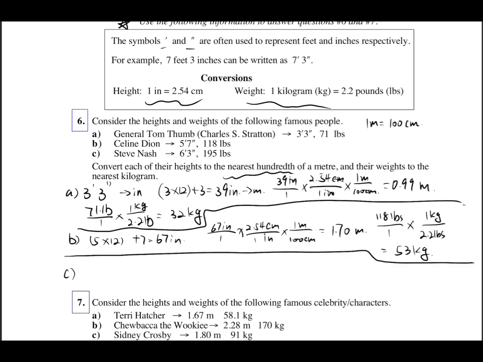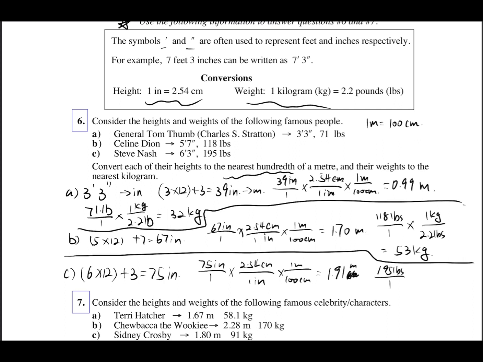53 kilograms. And for C, 6 times 12 plus 3 equals 75 inches. And 75 inches divided by 1, times 2.45 cm divided by 1 inch, times 1 meter divided by 100 centimeters equals 1.91 meters. And then 195 pounds divided by 1, times 2.2 pounds, and then 1 kilogram equals 89 kilograms.